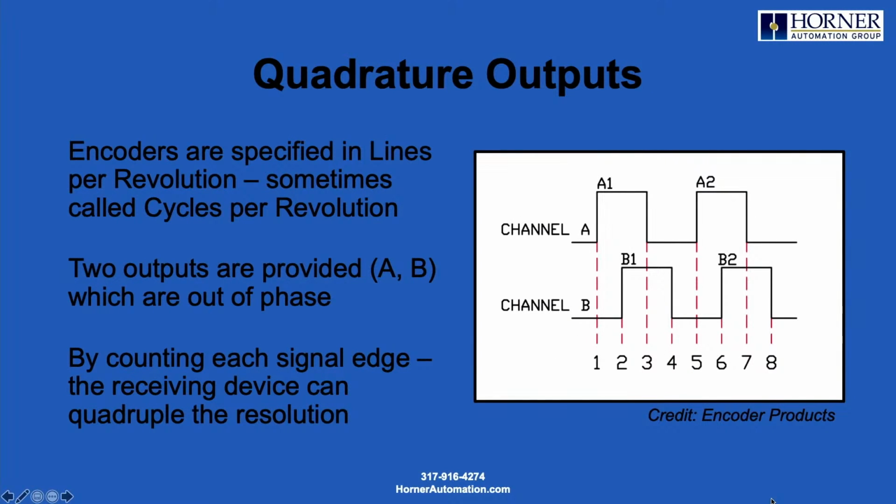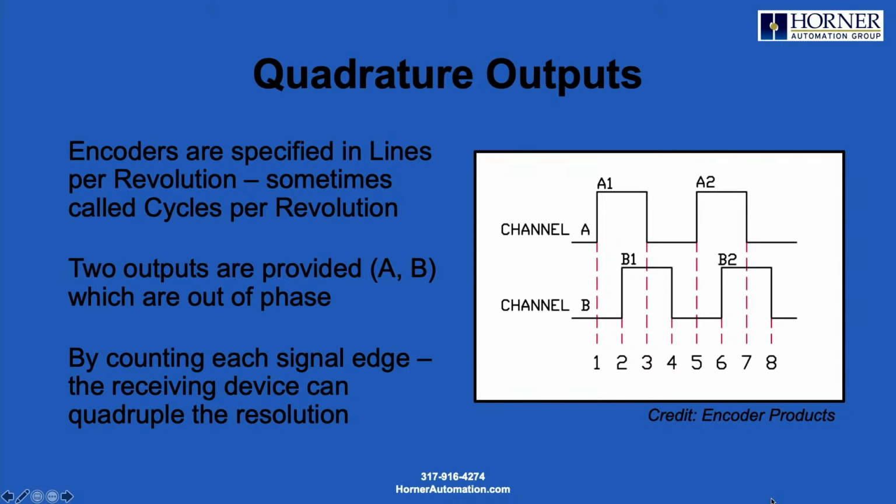Okay, now let's look at those pulses in more detail. Encoders are typically specified in lines per revolution, how many of those lines are around the disk for one revolution of the shaft. Sometimes that's called cycles per revolution. A typical number might be, say, 1,000 lines per revolution.